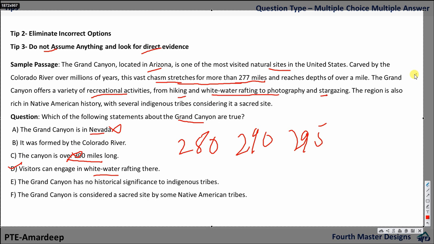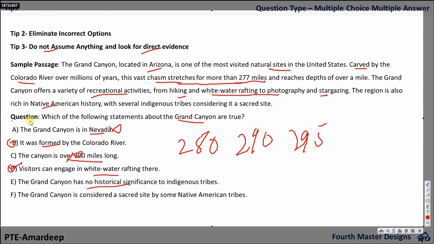Yeah, I also found it here. Okay, found by, carved by. So B and D. Some synonyms are there. You need to keep those also in mind. Then the last sentence, the region is also rich in Native American history, with several indigenous tribes considering it a sacred site. Has no historical significance.